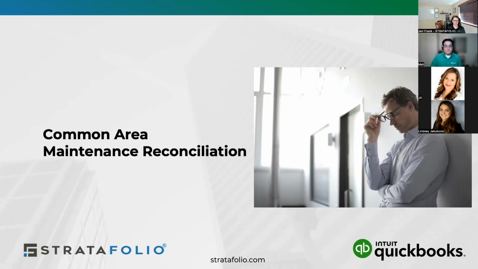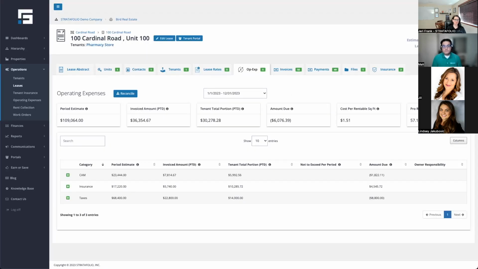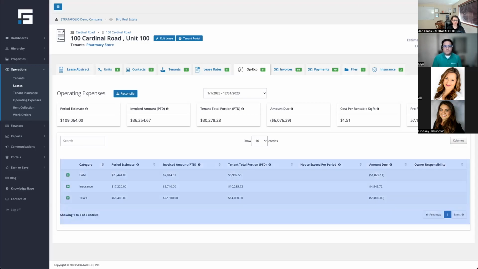What created this dispute were two things: poor bookkeeping and a lack of a system. With STRATAFOLIO, we work with your team to clearly identify the reimbursable expenses associated with CAM reconciliation. These categories are fully configurable and are based on your chart of accounts and are calculated based on the tenant's prorated share. These categories are displayed here, and those are CAM, common area maintenance, insurance, and taxes.